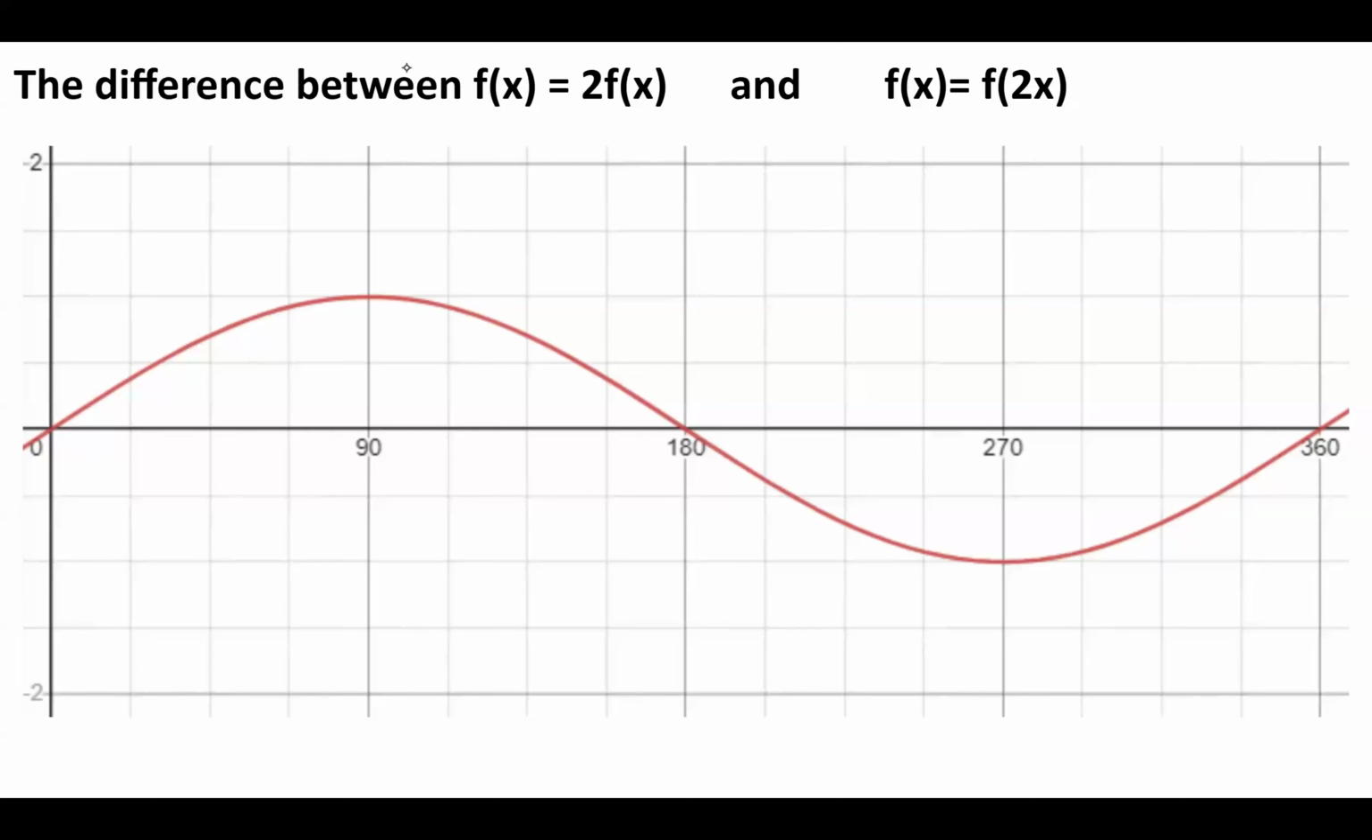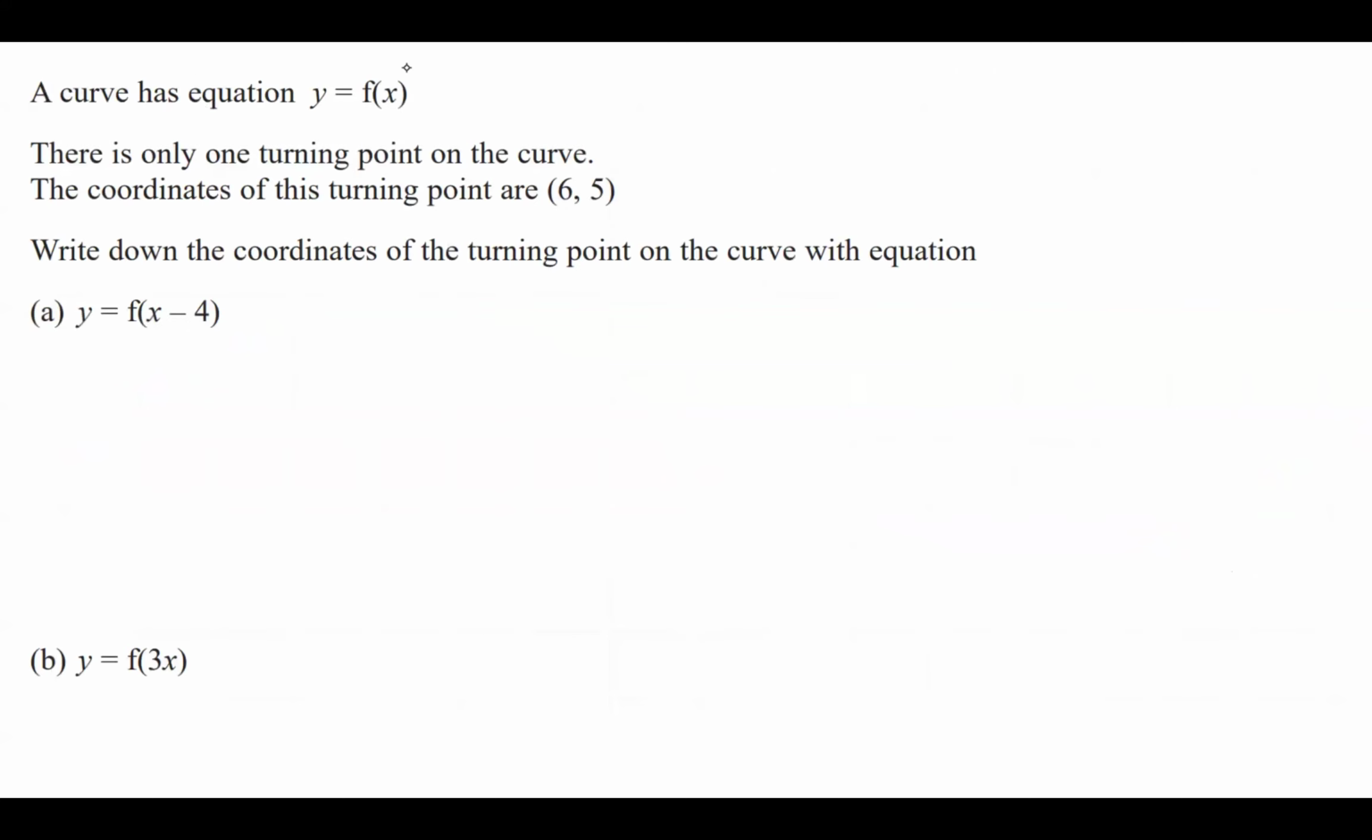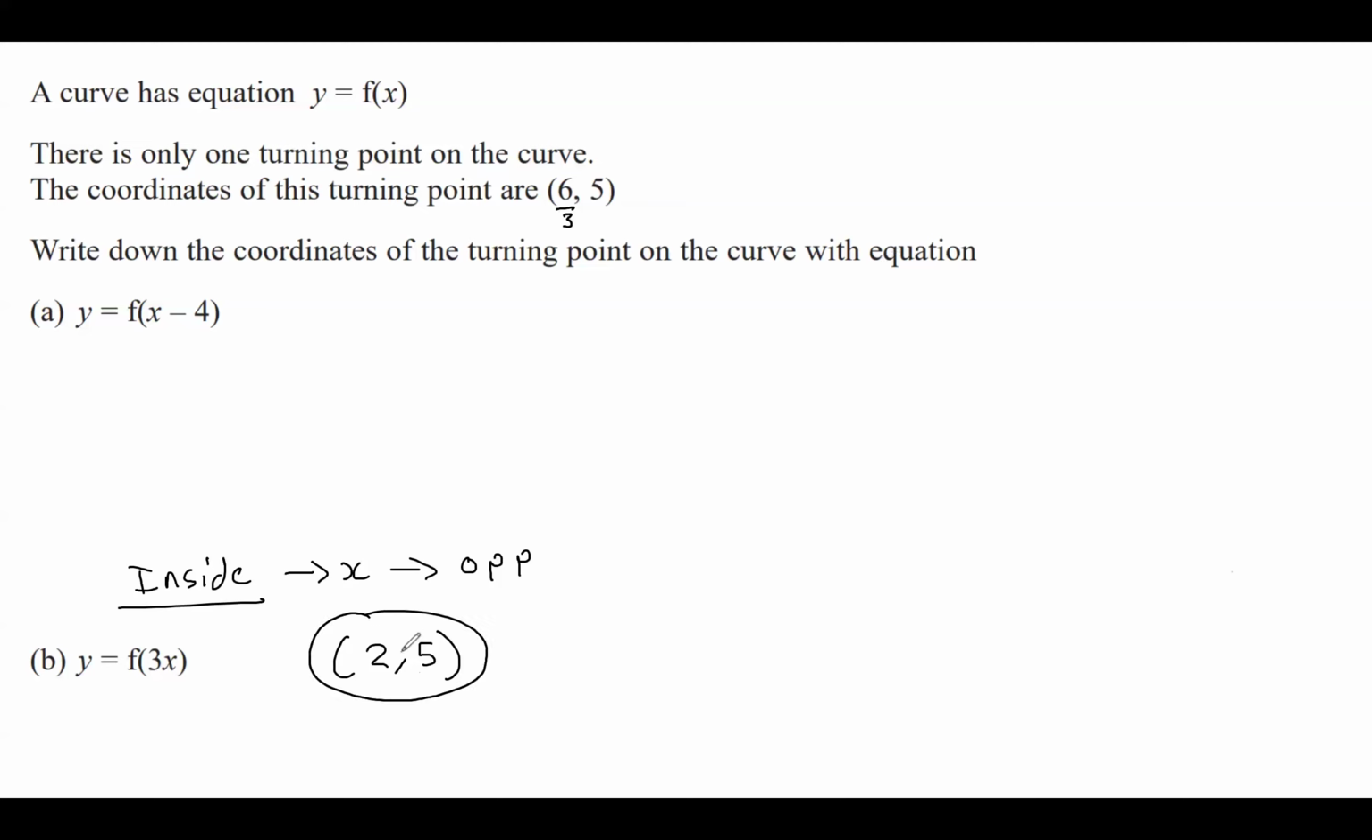So let's have a look at some more questions like these. So now we can do part B. So here, the transformation is on the inside. So the effect is going to be on the x coordinate, and we are going to do the opposite. So rather than multiplying by 3, because this is 3x, we are now going to divide our x coordinate by 3. So 6, 5, well, if I divide the 6 by 3, my new coordinate is going to become 2, and the y coordinate is going to stay the same. So 2, 5 is our answer. So write down the coordinates of the turning point. This is the coordinate of the new turning point.